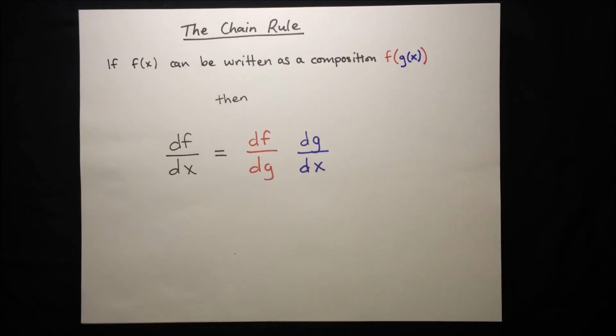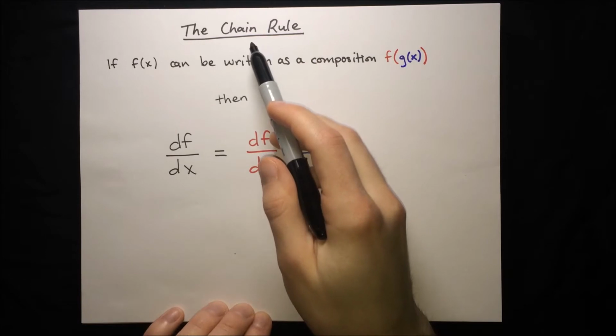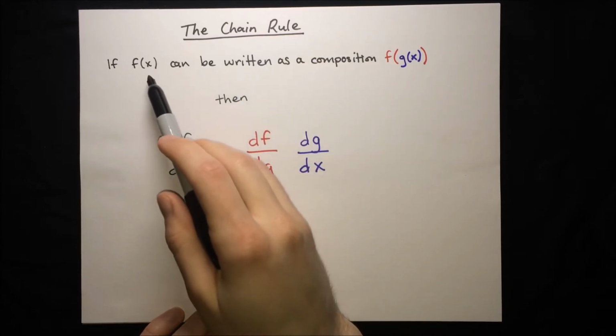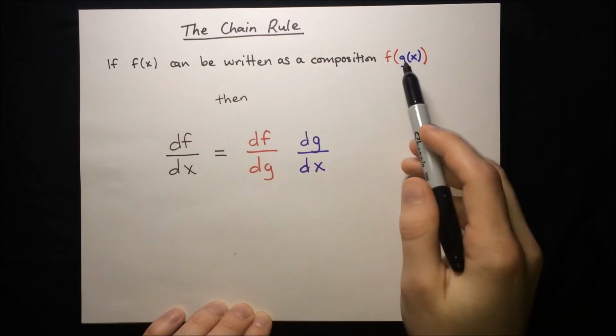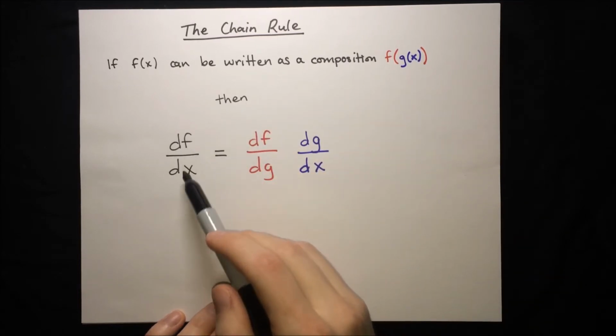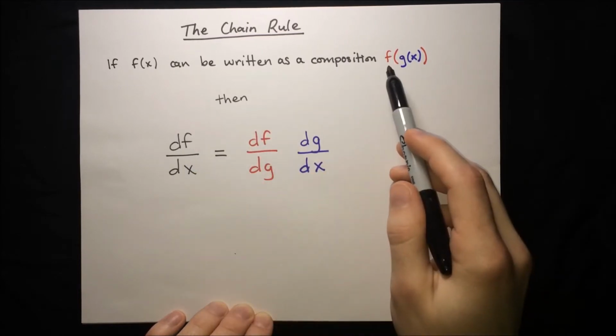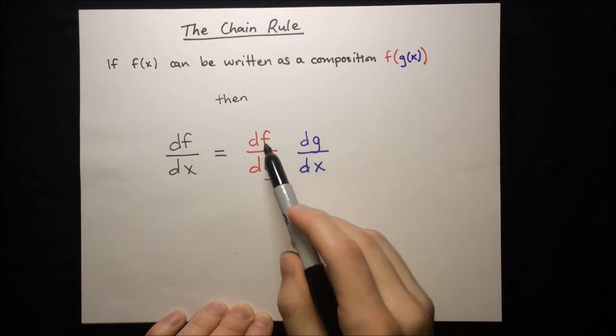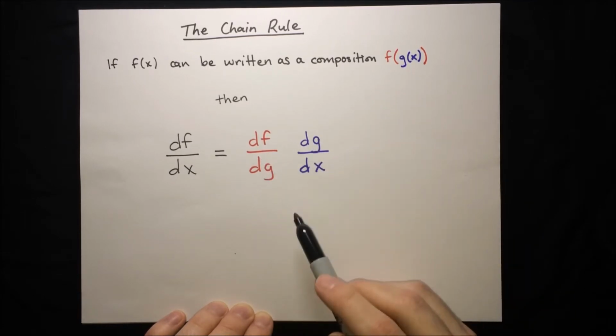In this video, I'm going to show you how to differentiate complicated functions using the chain rule. The chain rule makes it easy to differentiate any function which we can write as a composition of simpler functions. And the chain rule just says that the derivative of a function f, which can be written as f of g, is just df dg times dg dx.